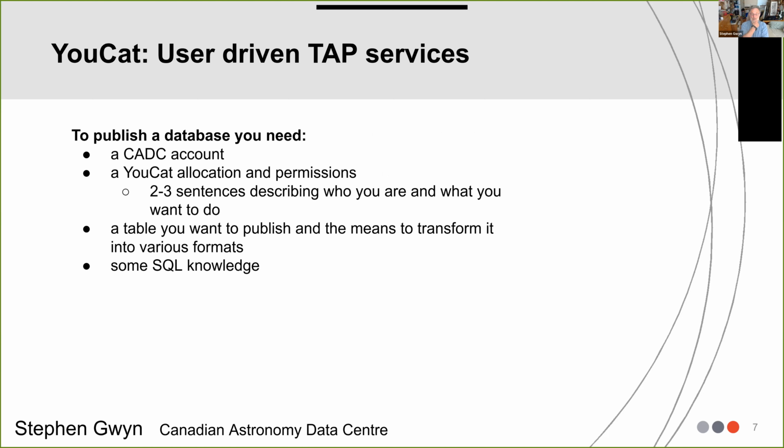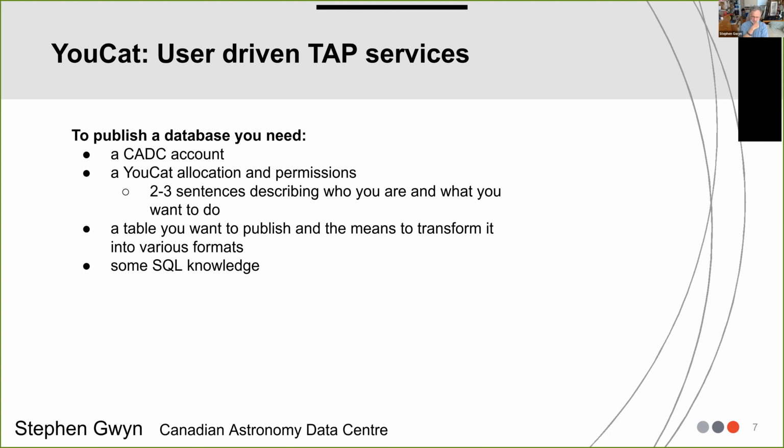So to publish a database, you need a CADC account, and you need a YouCat allocation and permissions, and that's all done very manually. It's not like you click on a link and you now automatically have a YouCat allocation. You send us an email, it's a proposal, but it's not a particularly onerous one, because in astronomy, everybody tends to know who everybody else is.